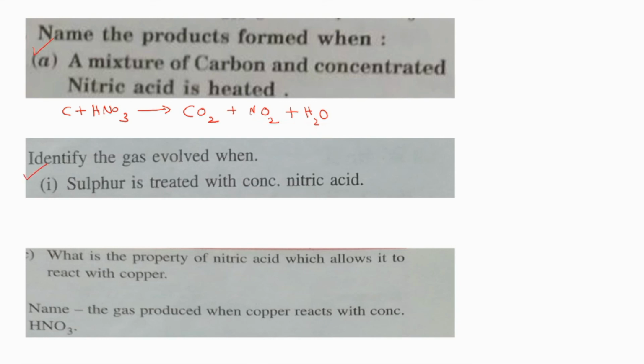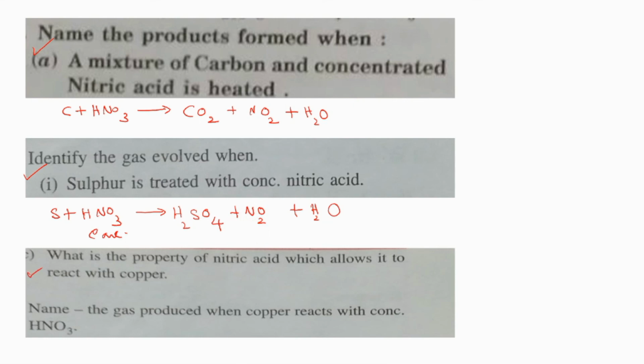Now see this one. Identify the gas evolved when sulfur is treated with concentrated nitric acid. Sulfur and concentrated nitric acid. If you are using concentrated nitric acid, one product obtained will definitely be nitrogen dioxide. Another one will be water, and sulfur will be converted to sulfuric acid. They are asking to identify the gas evolved. That is nitrogen dioxide. Got it? Read the next one.